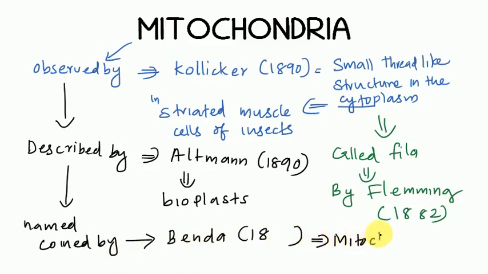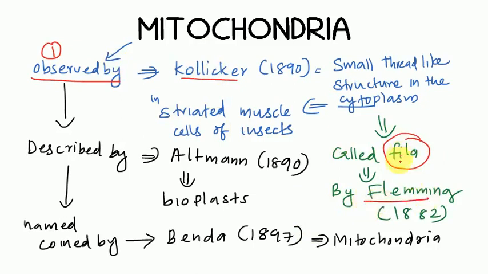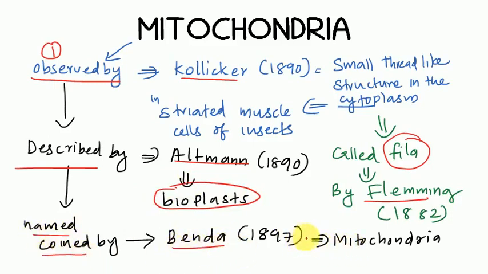Mitochondria. So the main points are that mitochondria were observed by Kolliker in 1890, as a small thread-like structure in the cytoplasm. It was called fila by Fleming. It was described by Altmann as bioplast, and the name mitochondria was coined by Benda. This is all about the basic concept of mitochondria.